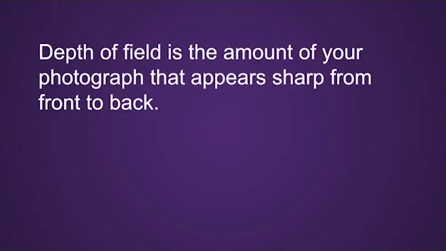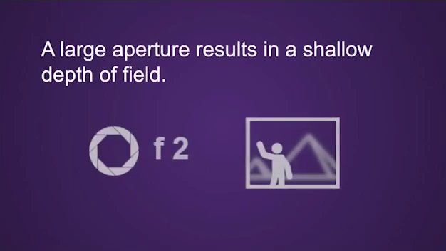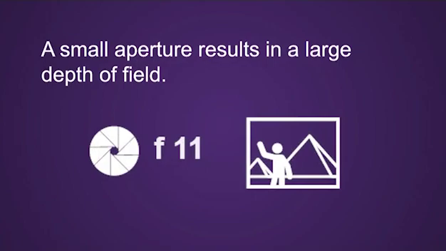Depth of field is the amount of your photograph that appears sharp from front to back. Aperture can be used to control depth of field. A large aperture results in a shallow depth of field. A small aperture results in a large depth of field.